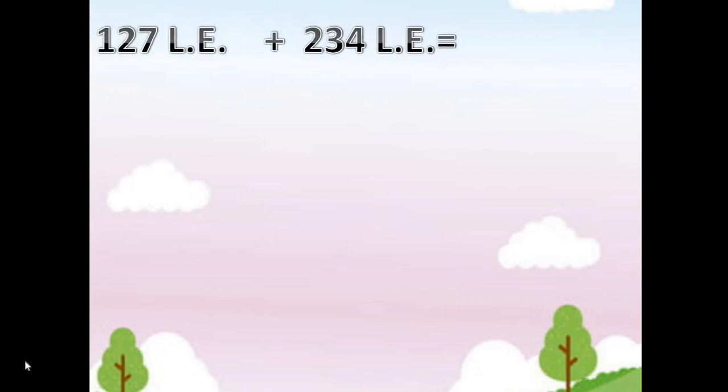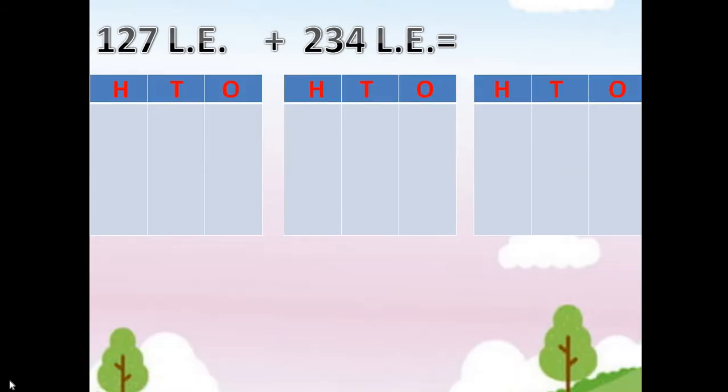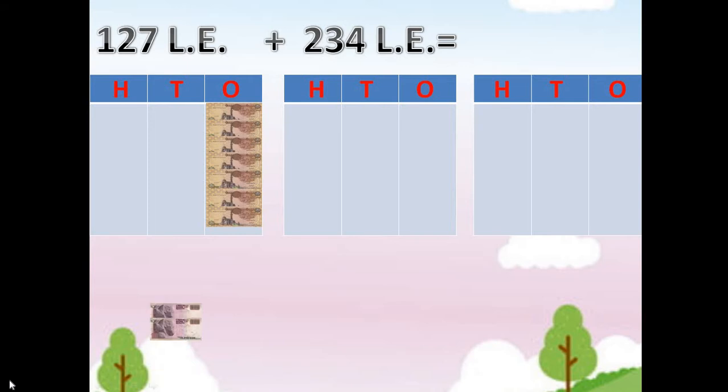Example, 127 LE plus 234 LE. Okay, so first I will draw the place value money math and I will represent each number. So for 127, in the ones I will draw 7 ones in the ones place, and in the tens place I will draw 2 tens, and in the hundreds place I will draw 1 hundred.